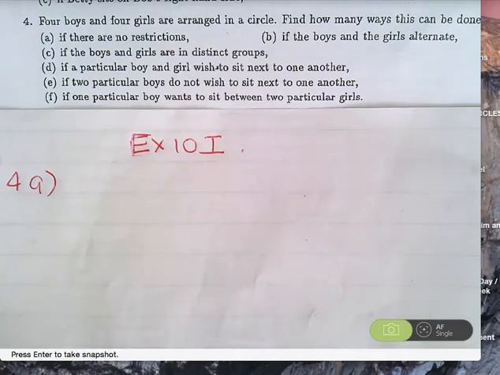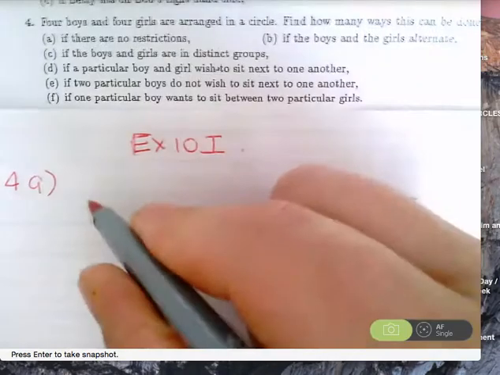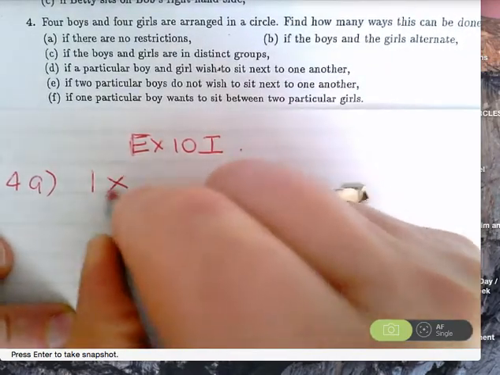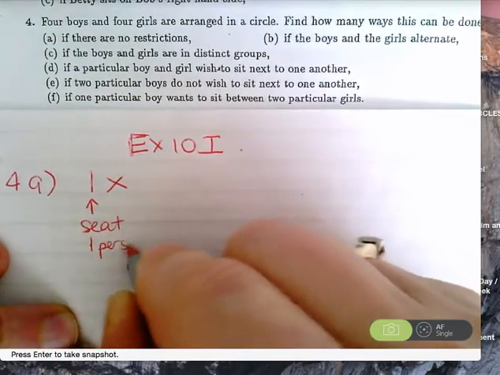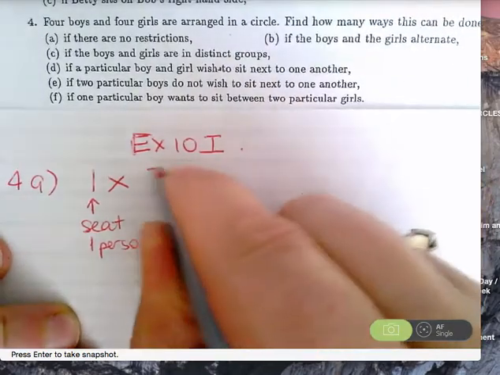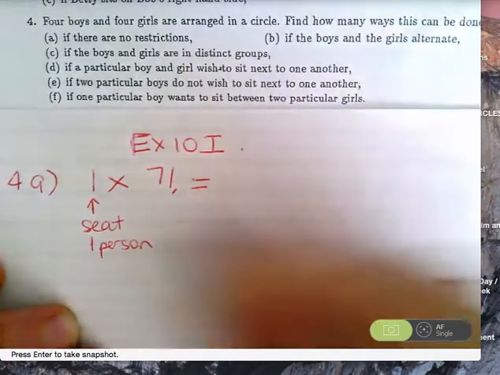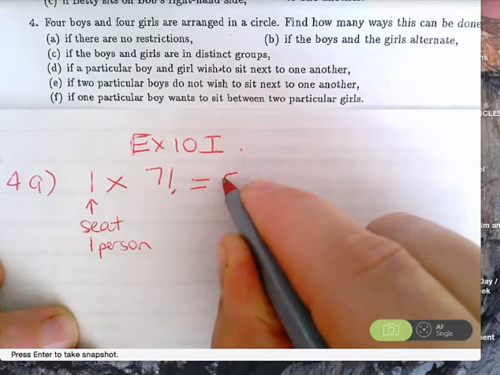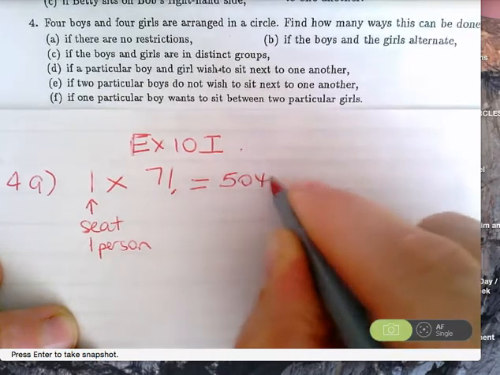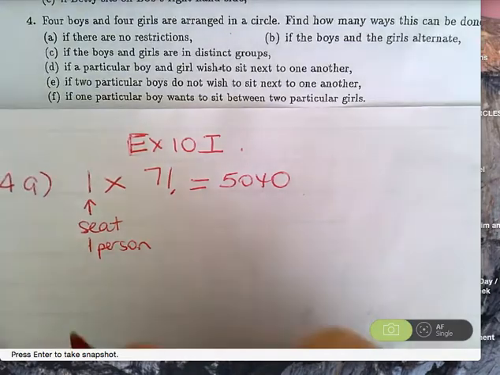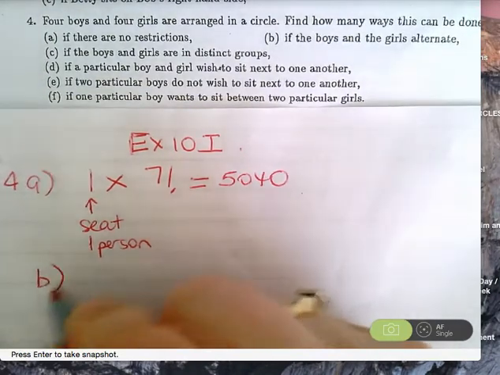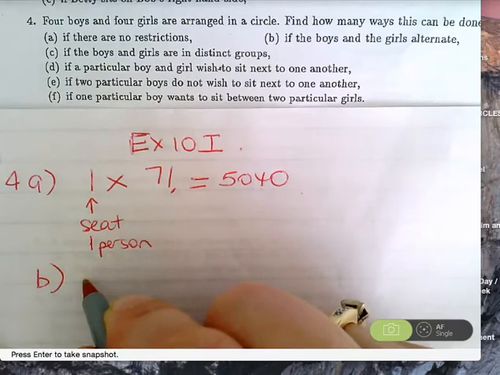Exercise 10I, arrangements in a circle, question 4. 4 boys and 4 girls are arranged in a circle. How many ways can this be done if there are no restrictions? Seat anybody first. So this is just seat any person. And then how many people are left? 7. So 1 times 7 factorial, which is 5040. Thank you.